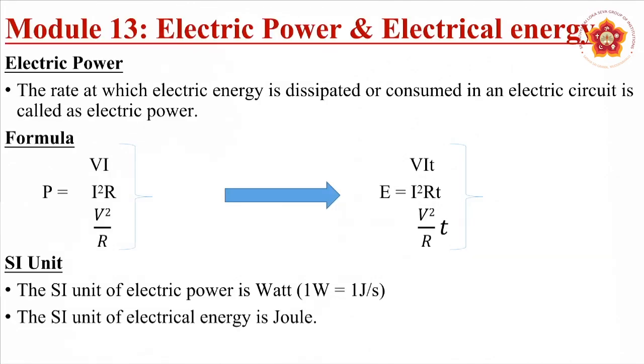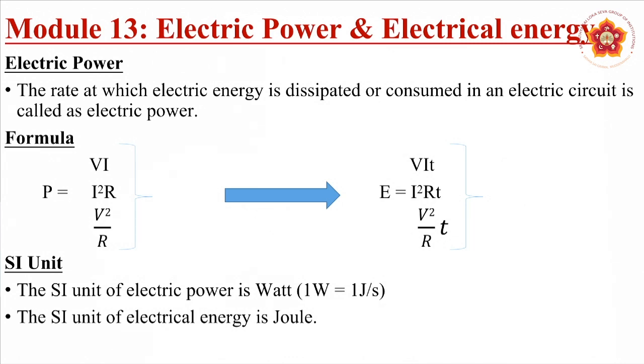Electric power and electrical energy. So yesterday we have seen what is electric power, we have defined. So in general, what do you mean by power? The rate at which the energy is being dissipated or the rate at which the work is being done. So electrical power will be the same thing. It's defined as the rate at which the electrical energy is dissipated or the rate at which the electrical work is done. So by definition, the rate at which electrical energy is dissipated or consumed in an electric circuit is called electric power.